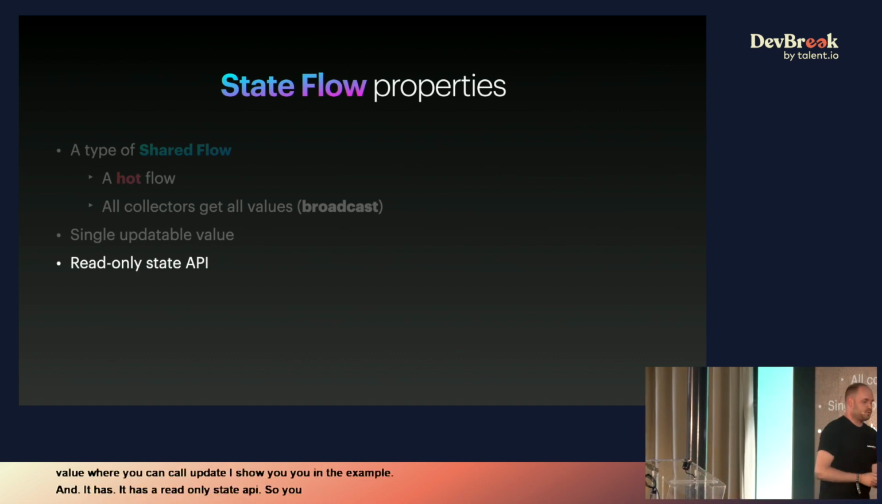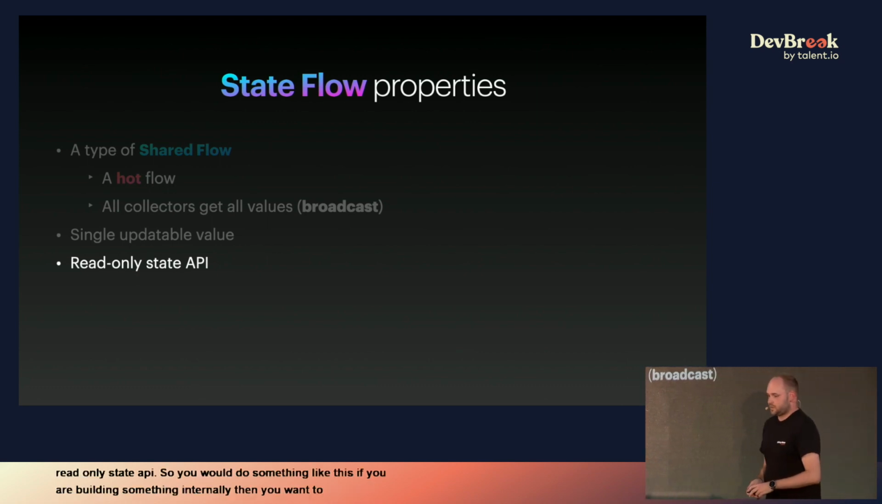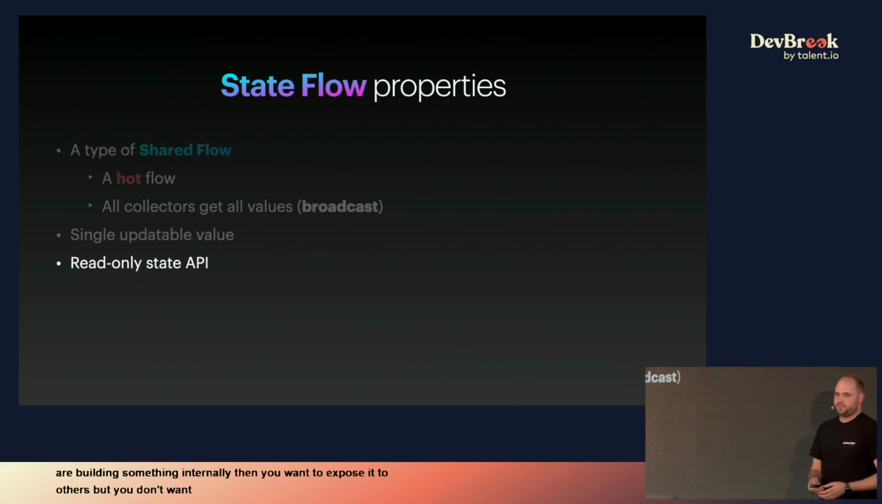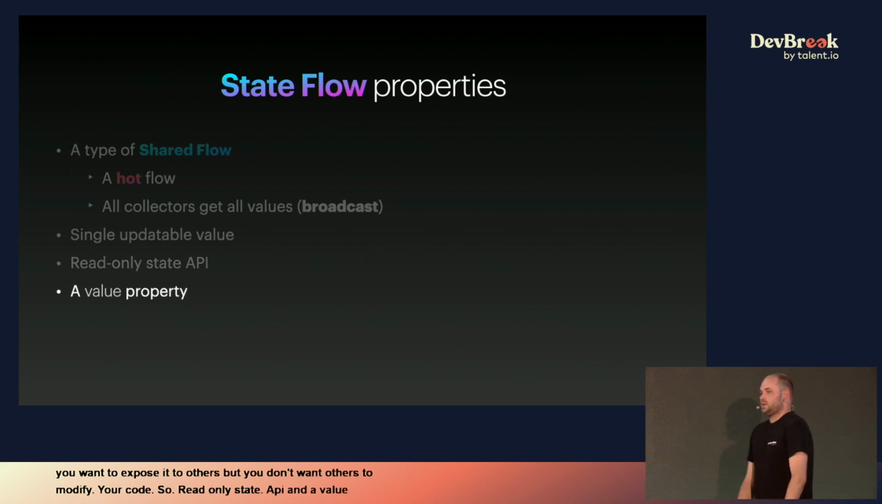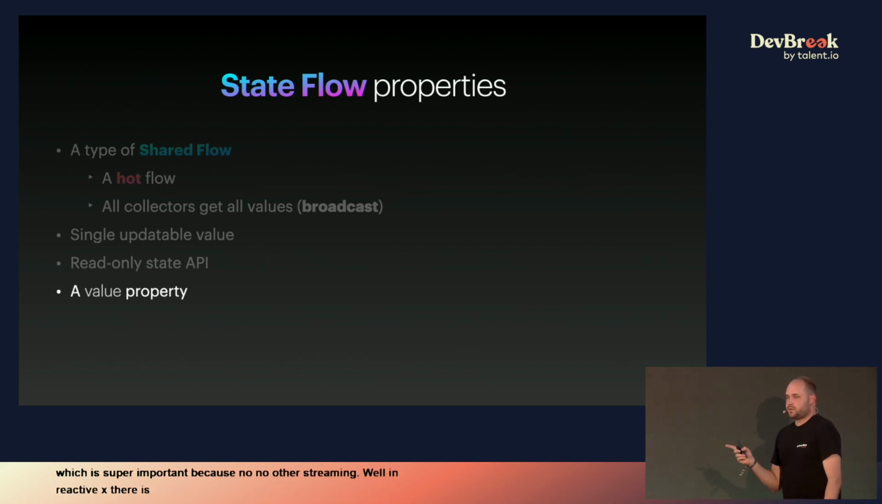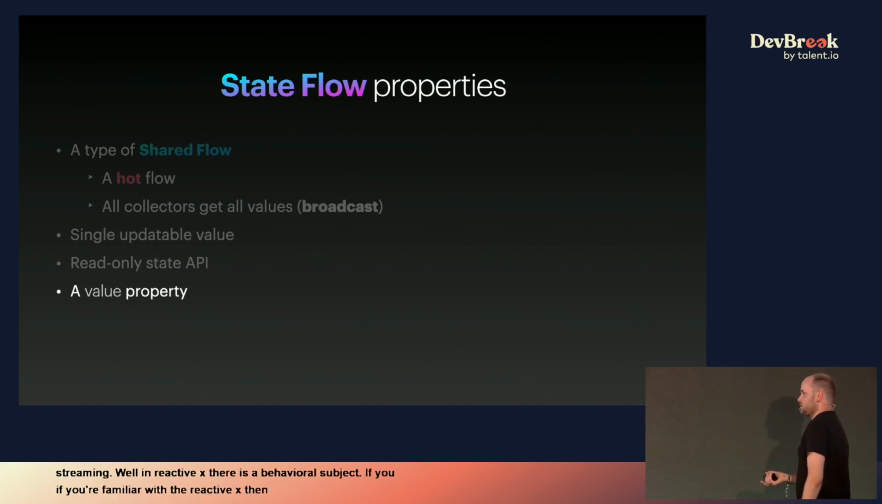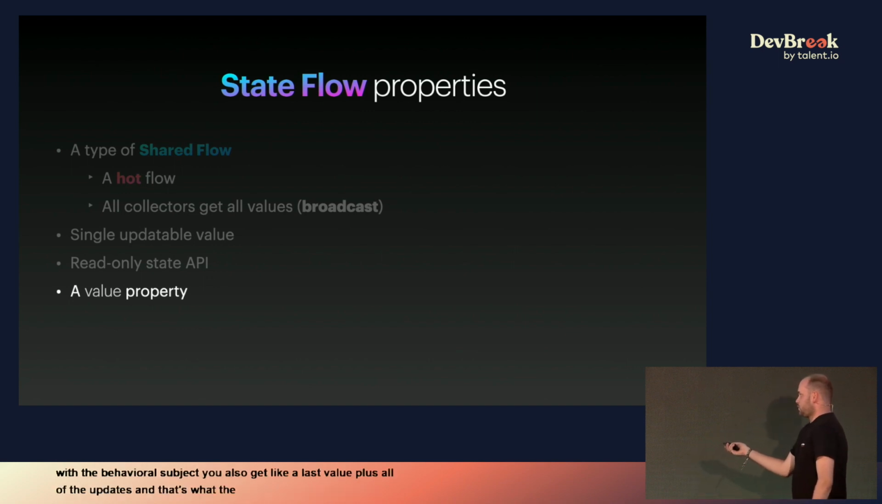So you would use something like this if you are building something internally, and then you want to expose it to others, but you don't want others to modify your code. So a read-only state API and a value property, which is super important because no other streaming. Well, in ReactiveX there is BehaviorSubject. If you're familiar with ReactiveX, then with BehaviorSubject you also get a last value plus all of the updates, and that's what the value property does in the StateFlow.